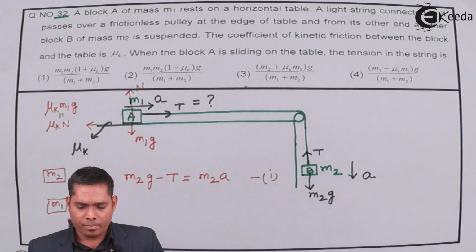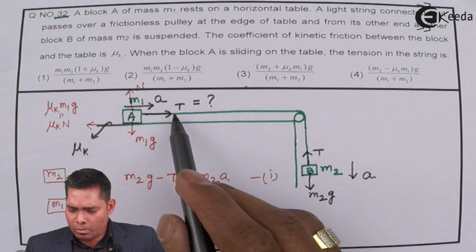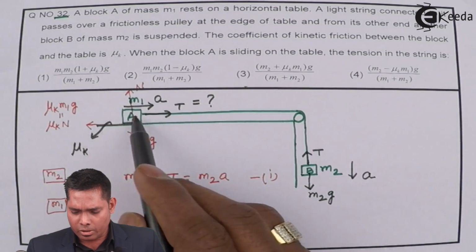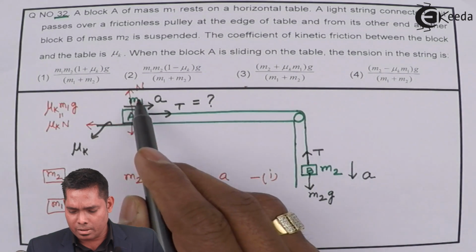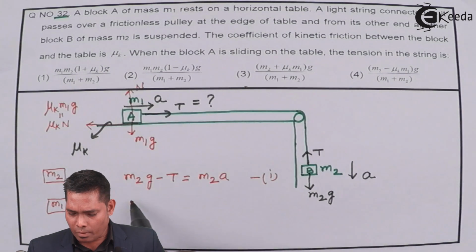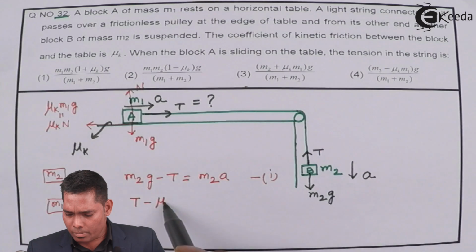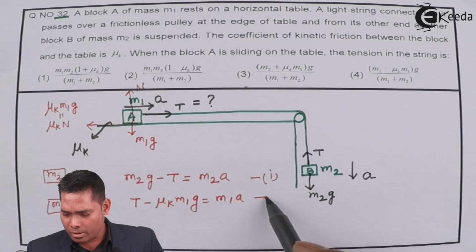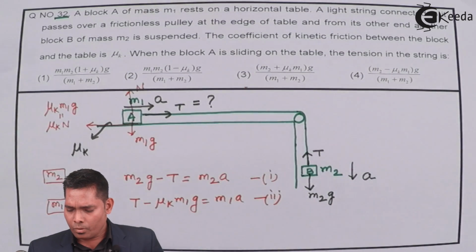So the equation will be this force minus this force, that is the resultant force, will produce mass M1 into acceleration A. So I'll write T minus mu k M1g is M1A. This is equation number 2.